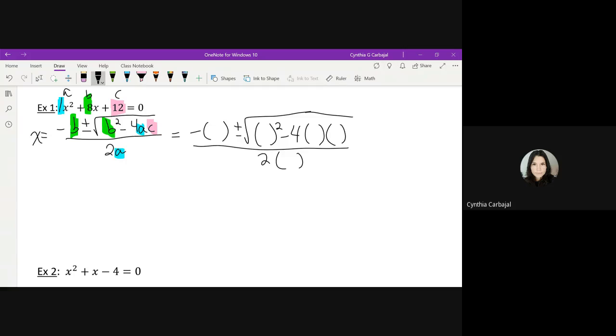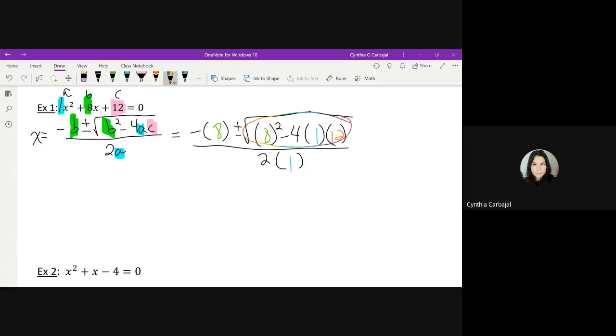So again, we said a was 1, so here goes a 1. B is 8, so that's going to go here and here. And c is 12, so that's going to go here. Okay. So just make sure when you copy it, don't forget there's a negative in front of that b, and then that b squared inside the square root has a square, so don't forget. Then I would focus on the inside first.